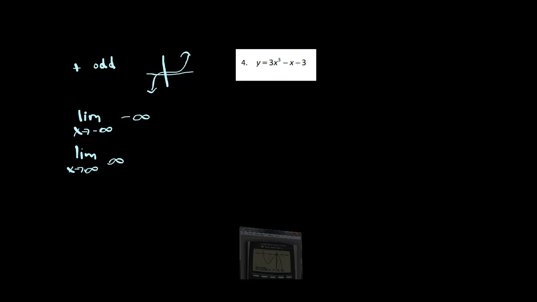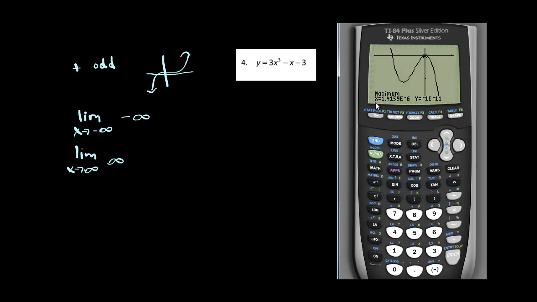Next, we need to find out what the turning points are. So let's clear this one out and type in the new one, 3x to the third minus x minus 3. It looks like we'll have to change our window back to where it was. Let's see if it's in here now. Yeah. So what we're going to do is zoom in just over here.